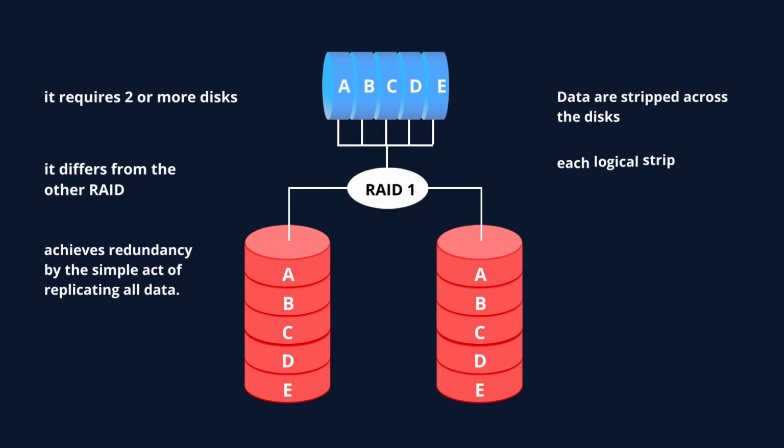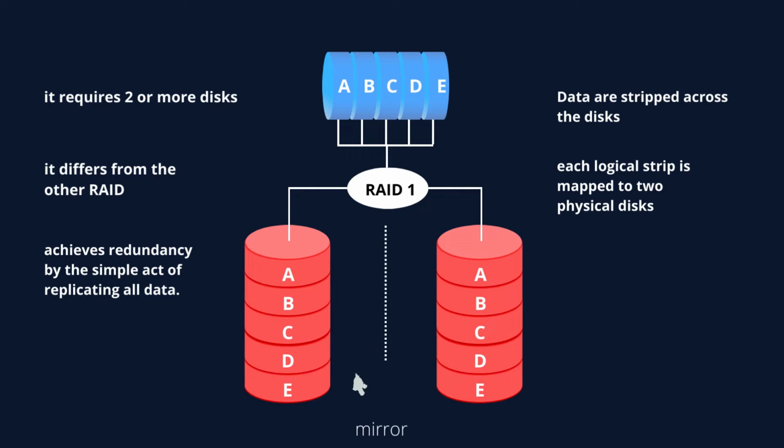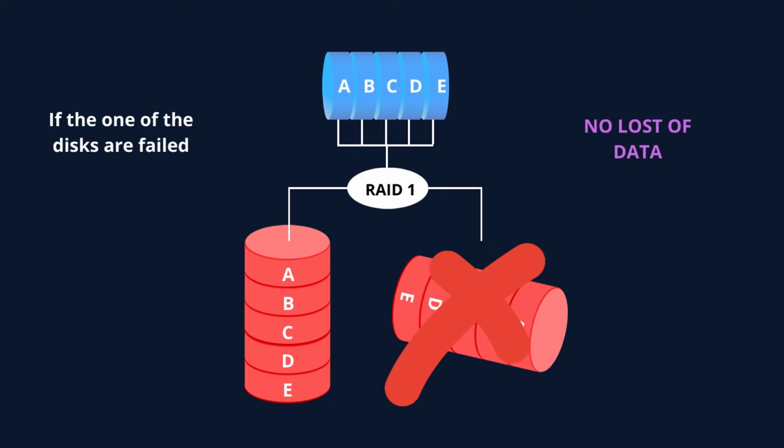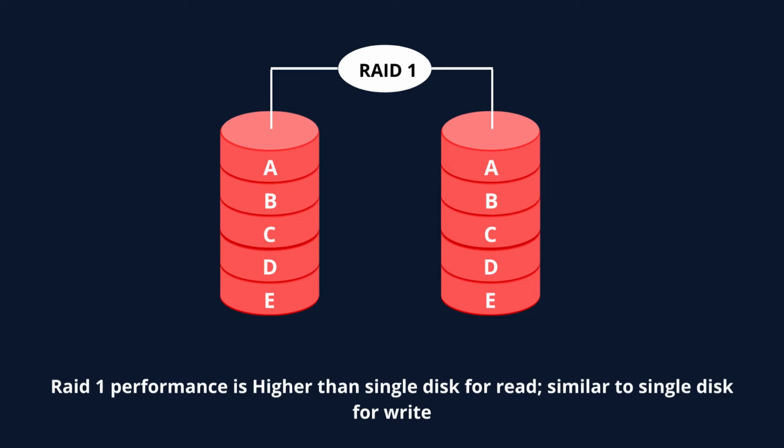Data are striped across the disks, but for this RAID, each logical strip is mapped to two physical disks so that every disk has its own mirror. If one of the disks fails, there will be no loss of data because the other disk will have a duplicate copy. RAID 1 performance is higher than single disk for read, but similar to single disk for write.